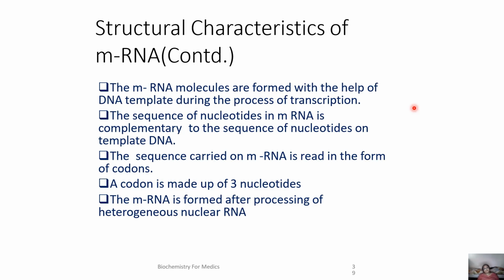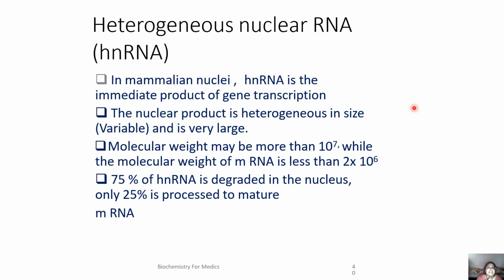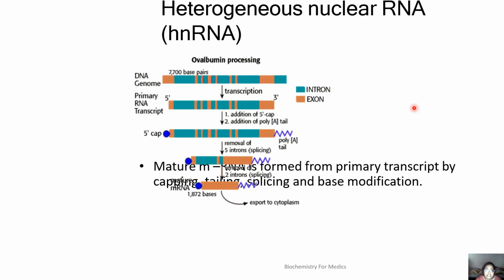mRNA is formed after processing of heterogeneous nuclear RNA. In mammalian nuclei, hnRNA is the immediate product of gene transcription. The nuclear product is heterogeneous in size and very large, and the molecular weight may be more than 10 to the power 7, while the molecular weight of mRNA is less than 2 to the power 6. 75% of hnRNA is degraded in the nucleus, and only 25% is processed to mature mRNA. This is the hnRNA. The mature mRNA is formed from the primary transcript by capping, tailing, splicing, and base modification.